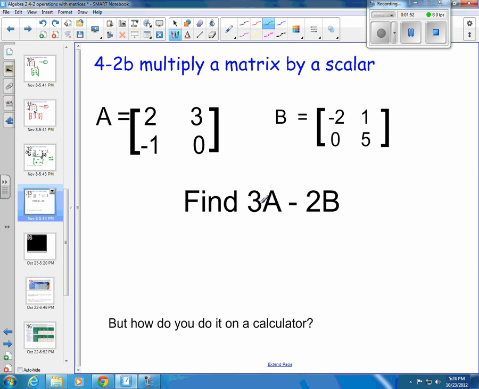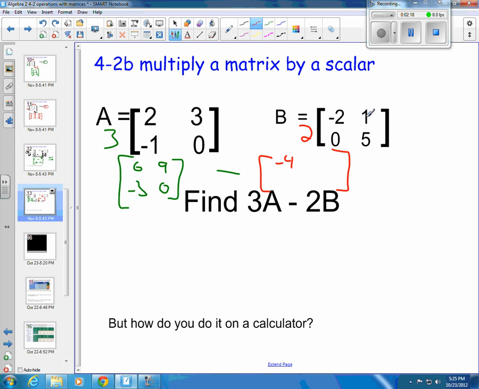Okay, so we're going to take 3 times matrix A minus 2 times matrix B. So we're going to multiply 3 times this first matrix. And so 3 times 2 is 6, 3 times 3 is 9, 3 times negative 1 is negative 3, and 3 times 0 is 0. And we are going to subtract off 2 times this other matrix. So 2 times negative 2 is negative 4, 2 times 1 is 2, 2 times 0 is 0, and 2 times 5 is 10.